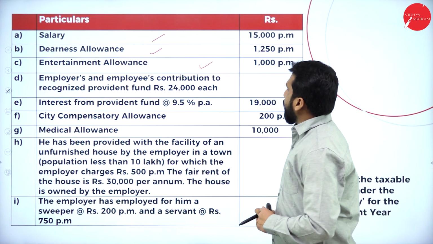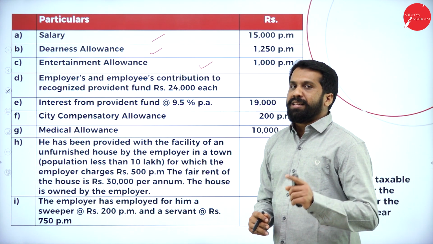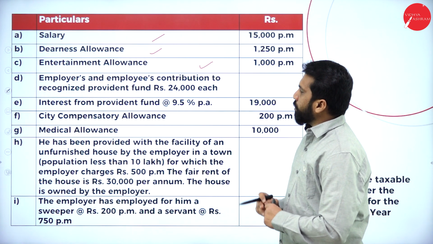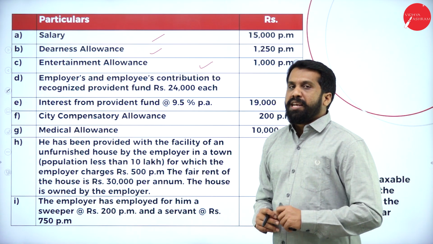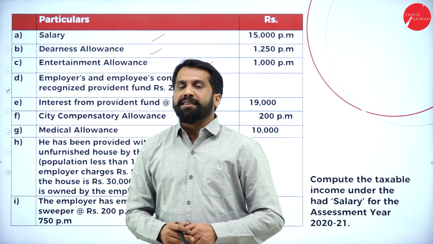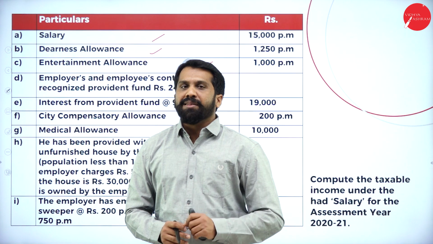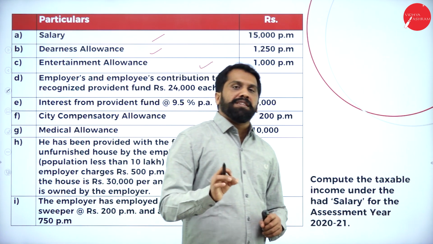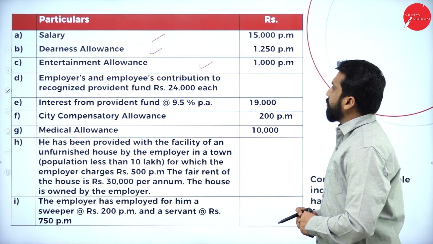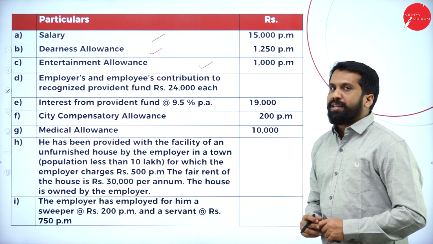Entertainment allowance is 1000 per month, 1000 into 12, it will be 12,000. Now, have they mentioned anywhere he is a government employee? No. If he is not a government employee, we will not do any further calculation for entertainment allowance. Again, I'll repeat, if he is not a government employee, we will not do any further calculation for entertainment allowance.